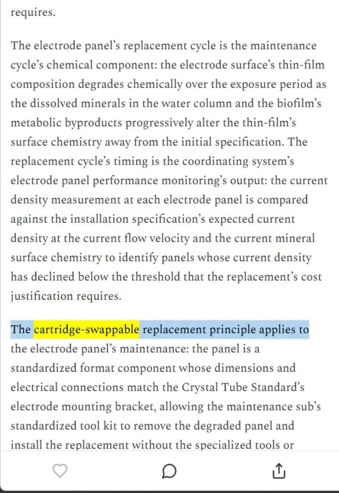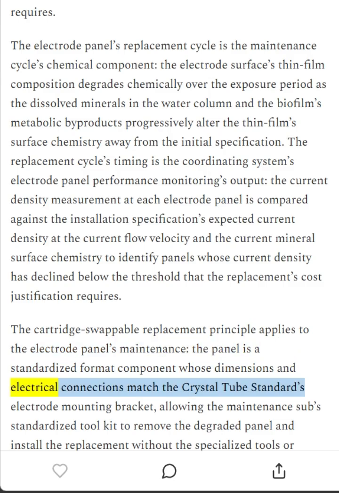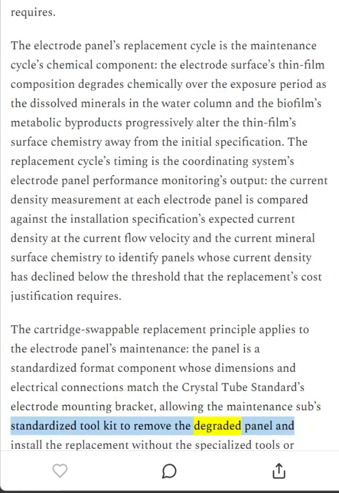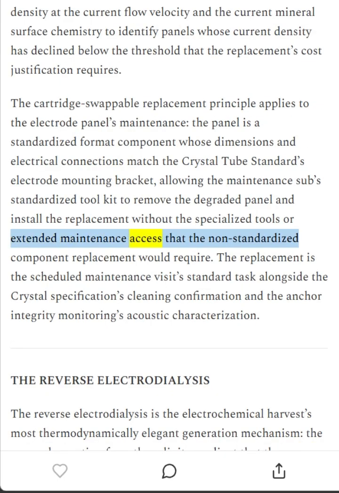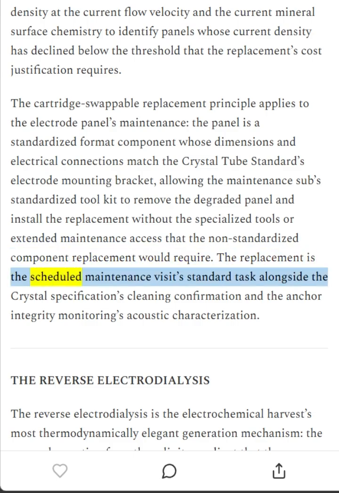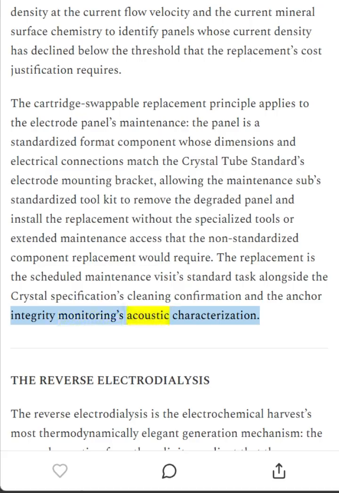The cartridge-swappable replacement principle applies to the electrode panel's maintenance. The panel is a standardized format component whose dimensions and electrical connections match the Crystal Tube Standard's electrode mounting bracket, allowing the maintenance sub-standardized toolkit to remove the degraded panel and install the replacement without the specialized tools or extended maintenance access that the non-standardized component replacement would require. The replacement is the scheduled maintenance visit's standard task alongside the Crystal specification's cleaning confirmation and the Anchor integrity monitoring's acoustic characterization.